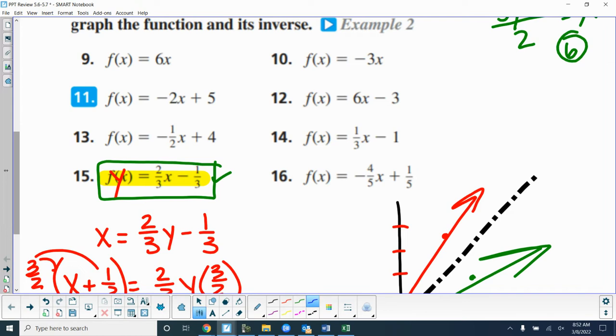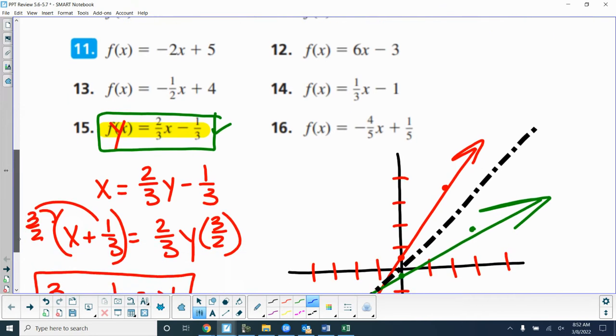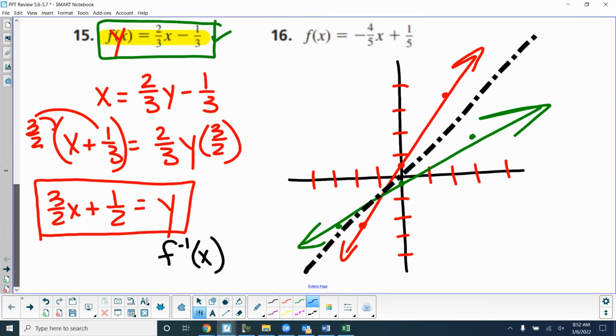Yeah. Sure. So we got f of x equals negative 3x. That's right there, right? Wasn't being dumb. You're never dumb, dude.